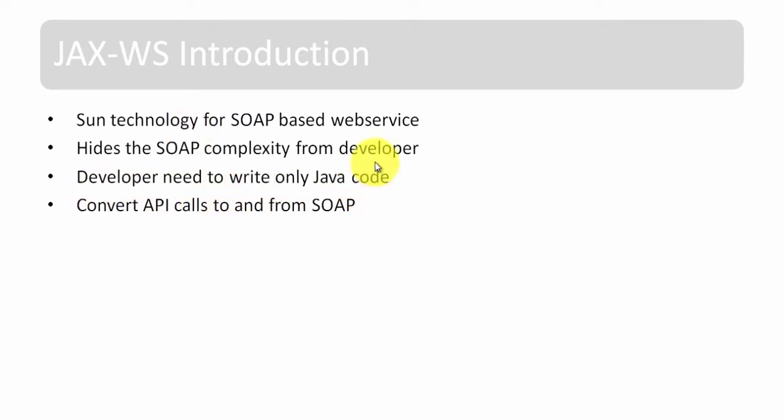Developer has to write only the Java code in the service side or in the client side. In any side, the developer has to write only the Java code. The framework will dynamically generate SOAP messages.